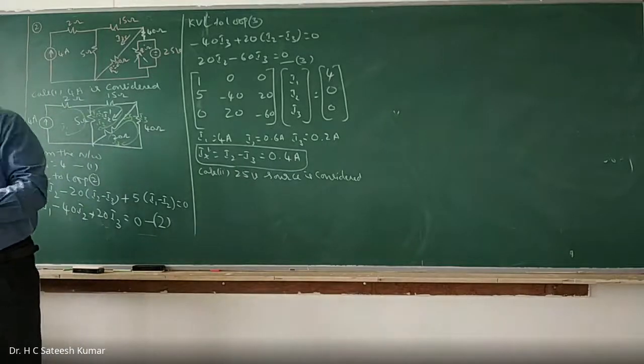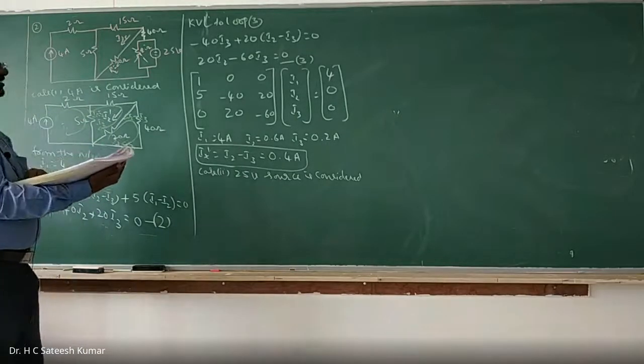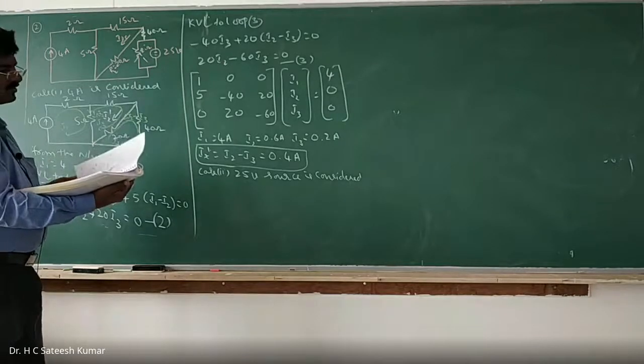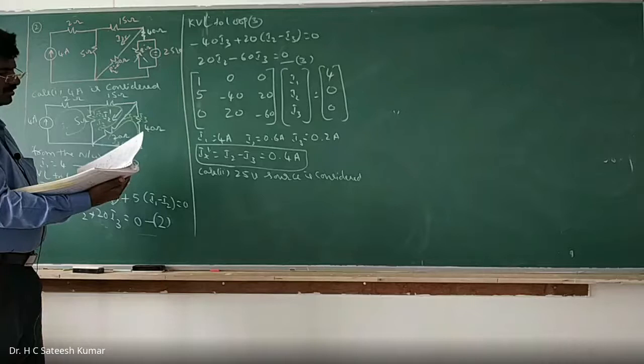I can't see it here. This is correct. 4 amps, 0.6 amps, 0.2 amps is correct. 0.4 is correct.